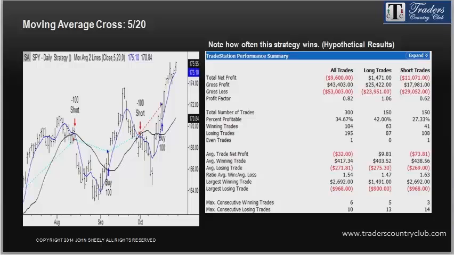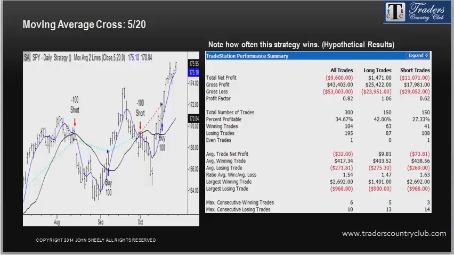Now we see the same 5 and 20 moving average system for the SPDR. The chart on the left illustrates the moving average buy and sell signals. Once again, we have a very low percent of winning trades, but we also have a high number of maximum consecutive losses, and in this case, an actual loss in total performance. I show you these results for one purpose.